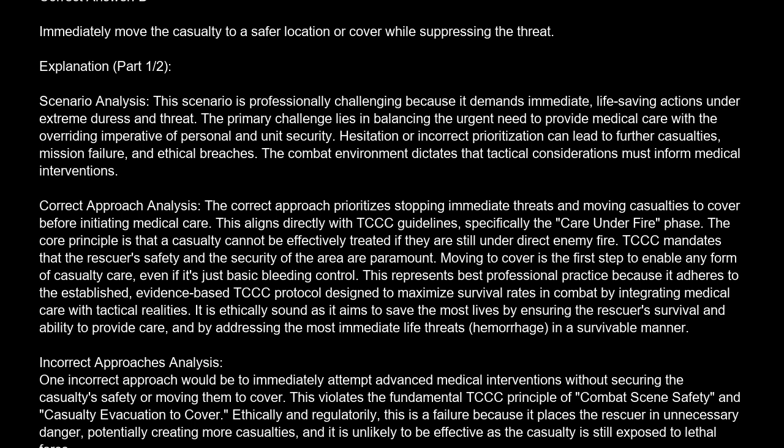This represents best professional practice because it adheres to the established, evidence-based TCCC protocol designed to maximize survival rates in combat by integrating medical care with tactical realities. It is ethically sound as it aims to save the most lives by ensuring the rescuer's survival and ability to provide care, and by addressing the most immediate life threats, hemorrhage, in a survivable manner.